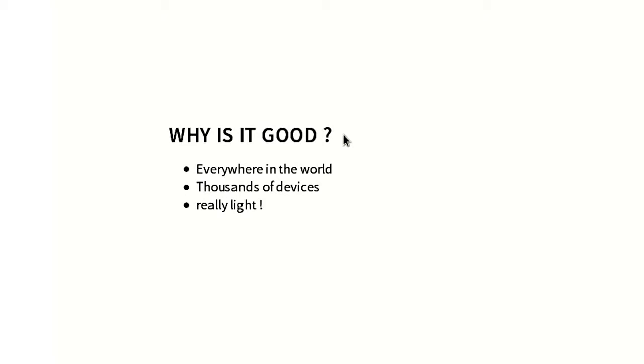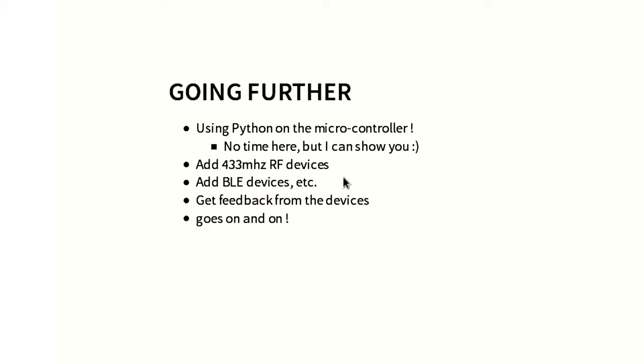Another thing is that with MQTT you can have thousands of devices on the same network. With one broker you can likely have 10,000 devices, so it's really made for cloud scale. And it's really light. It can run on a Raspberry Pi or whatever little device you have. To go further in this direction, we can use Python on a microcontroller. It exists with MicroPython, PyMite, and others. I don't have time here, but I can show you later if you want.